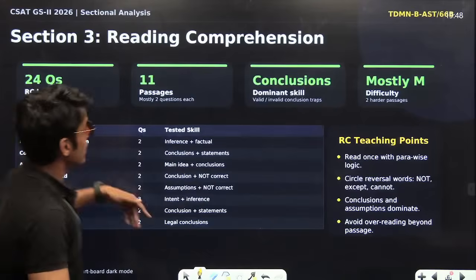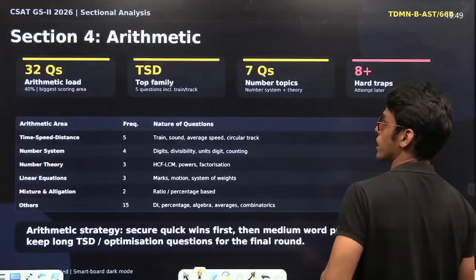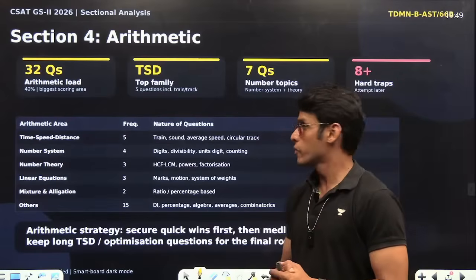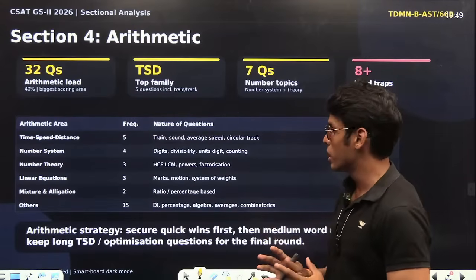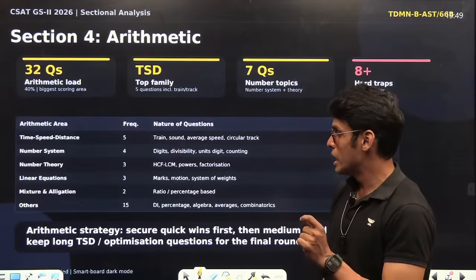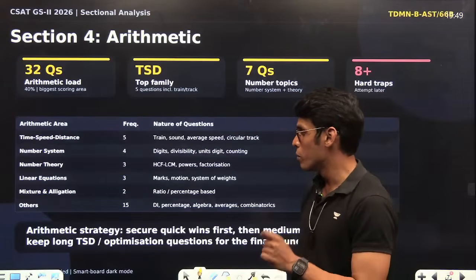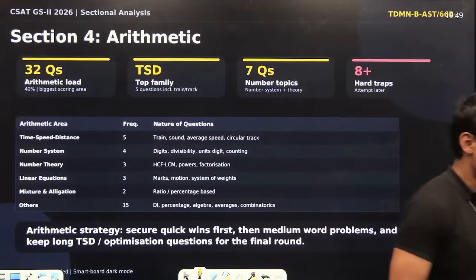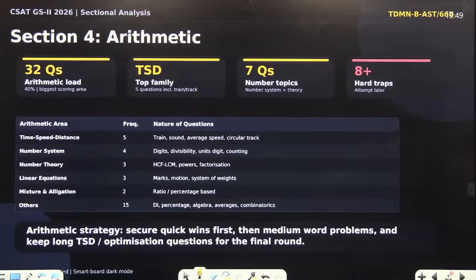So let's move forward. If I talk about arithmetic, these are reading comprehension. In fact, let me move to section 4. 32 problems: 5 problems were of time, speed, distance. 4 problems were number system. 3 problems were number theory. 3 of linear equations. 2 of mixture and alligation. And 15 were others, basically covering all the remaining topics.